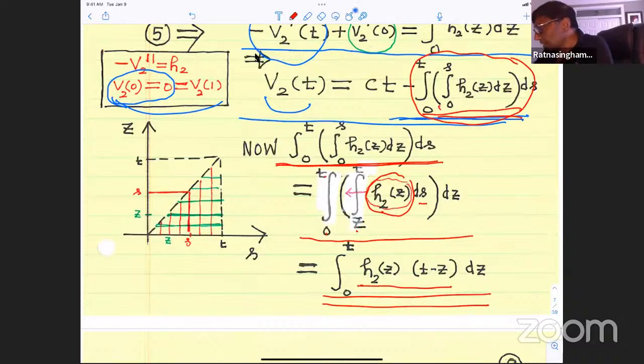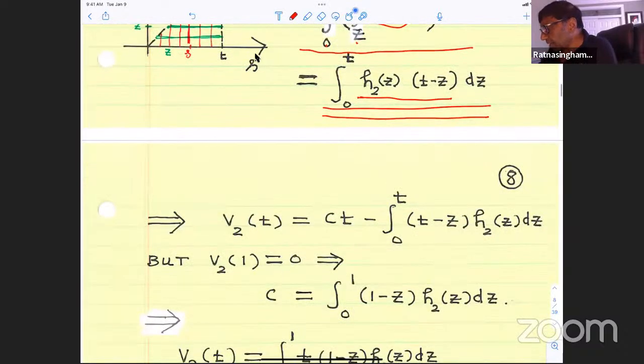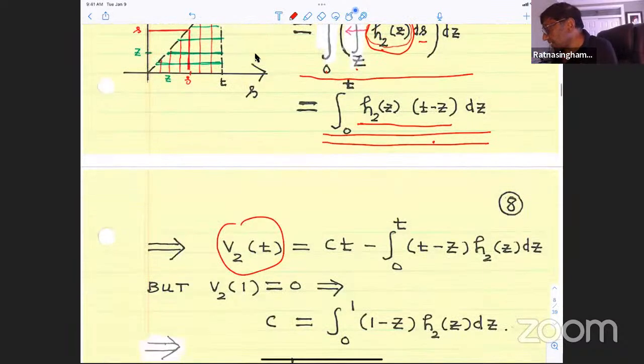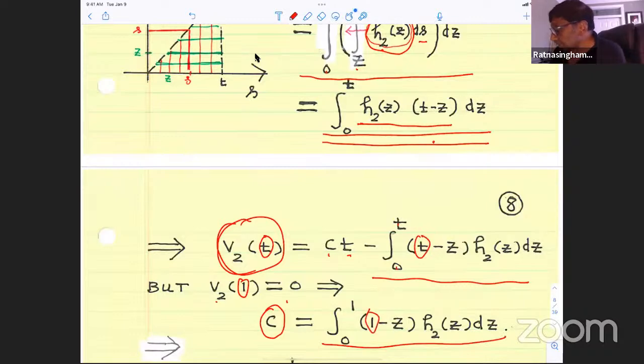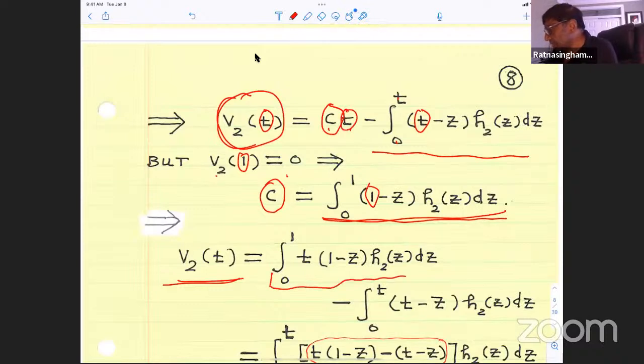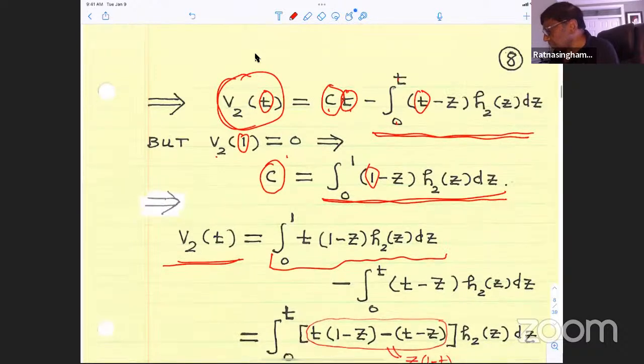So what does that mean? That means my V2 of t would be C times t minus this double integral, now written that way. Now I know that when t is equal to 1, V2 is again 0, so that gives me my C. My C is just the integral from 0 to t of this, where t is 1 here. So what is V2 of t? Here is my C, which I have here, multiplied by this t, minus this integral that was always there.